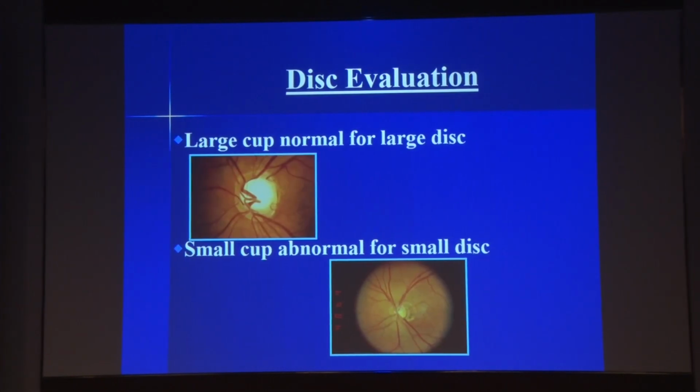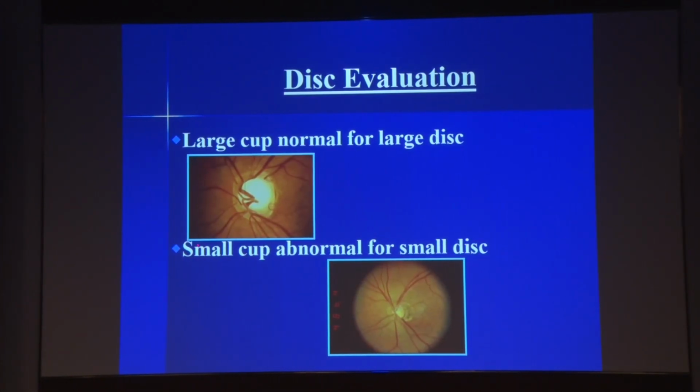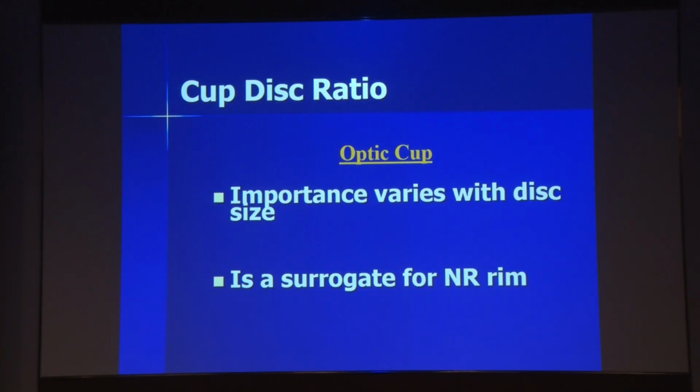A large cup can be normal for a large disc, whereas a small cup can be abnormal for a small disc. So the importance of the cup disc ratio varies with the disc size. That is the reason why, the moment you look at the optic disc, make a forced decision whether you are looking at a small disc or a normal size disc or a large disc. And then you have to correlate it with the optic cup, and what stands out is that it is only a surrogate for the neuroretinal rim. This correlation between the size of the disc and the optic disc cup is a surrogate for the neuroretinal rim.